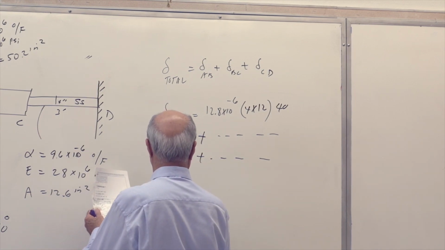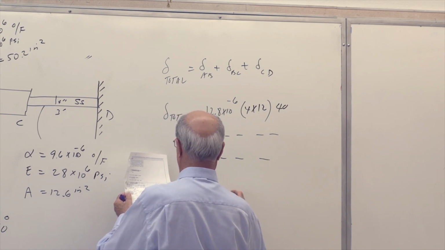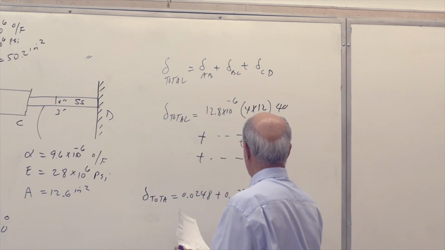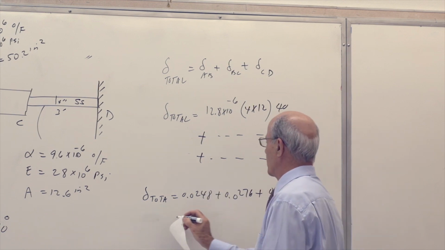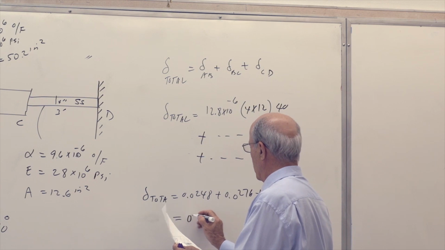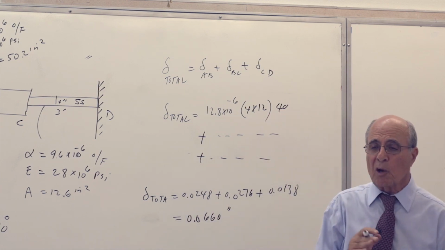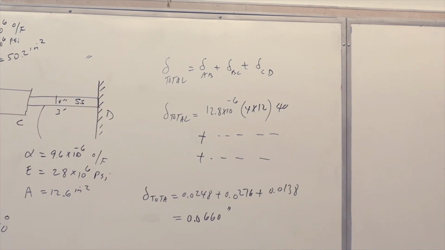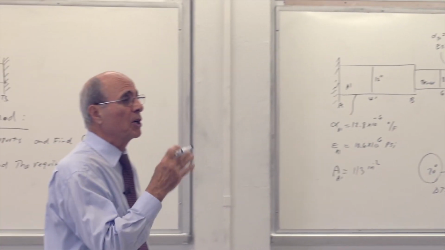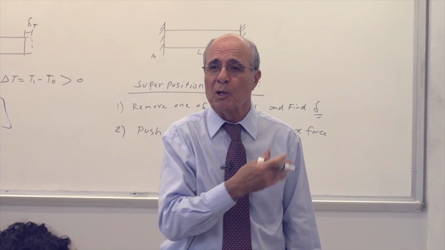So delta total equals 0.0248 plus 0.0276 plus 0.0138 for a total of 0.0660 inches. Still, they are very minute, remember that, because some people will ask me later on, eventually, should I add this to the original length? We say never, because we are using the 3-digit accuracy, and these lengths are too small to consider.